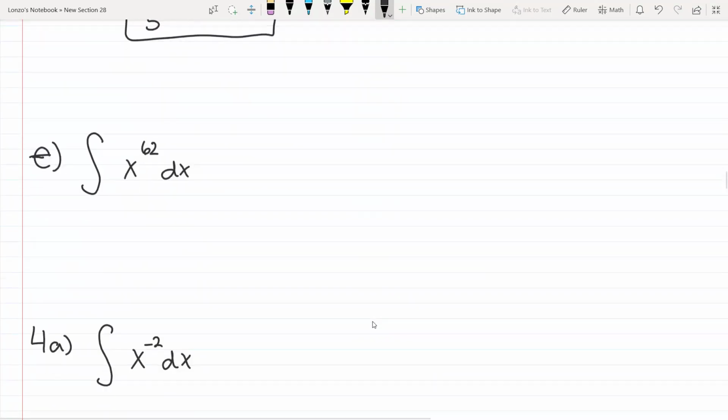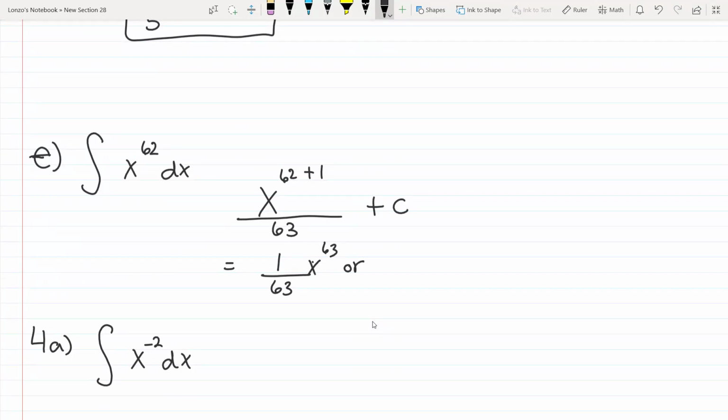Okay. E, same thing, power rule. So in the integration of x to the 62 dx, it's going to be old power plus 1 divided by that power. So 62 plus 1 is 63, plus c. So you can rewrite this as 1 over 63, and you can actually put the x in the center or on the top. It doesn't matter. You can rewrite this as x to the 63 over 63. They're the same thing. So you won't get marked wrong if you do that, but you will get marked wrong if you don't put the plus c.